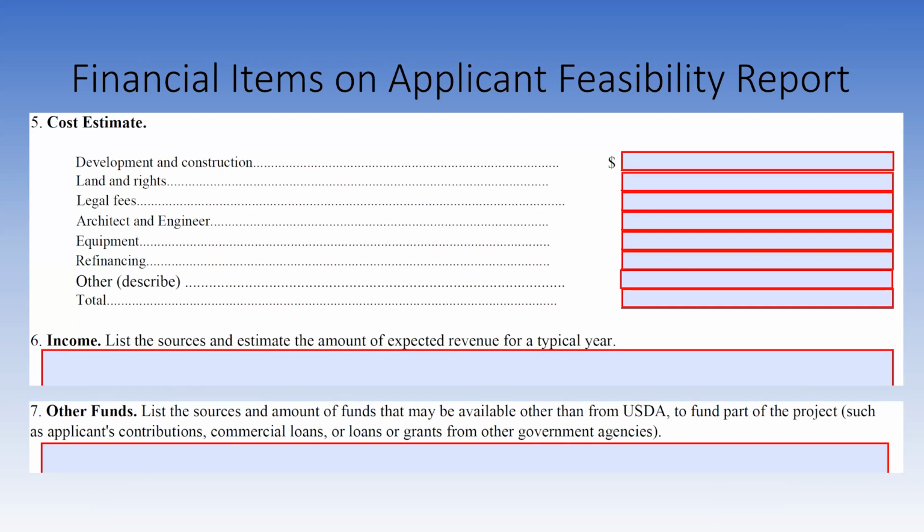There are also some financial items on the applicant feasibility report. So those are stated here, just cost estimates in these categories. The other is for anything that doesn't fit naturally into categories. Item 6 on the applicant feasibility report asks for specific sources of income, estimate the expected revenue for a typical year. Item 7 asks for any other funds, sources, amount of funds that may be available other than the USDA. Some of this information you do put in other places on the document. You just have to gather it and put it here in the applicant feasibility report.